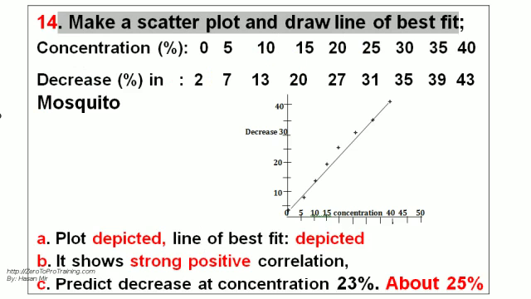Next slide, exercise 14. A. Make a scatter plot, line of best fit, as depicted in the slide image. B. Strong positive correlation. C. Mosquito decrease at concentration is about 25%.